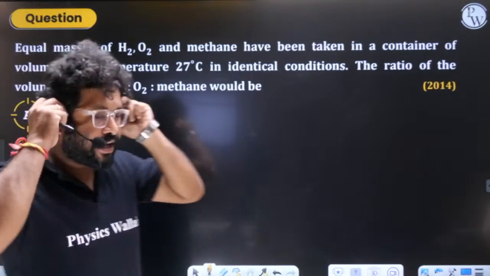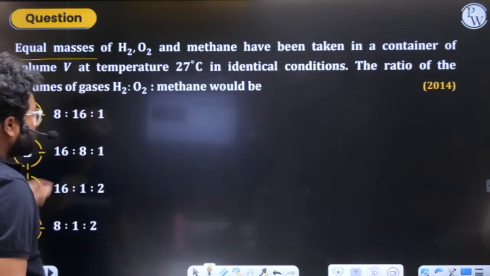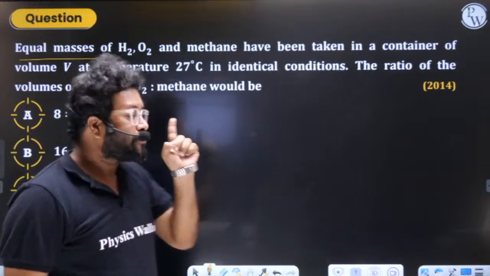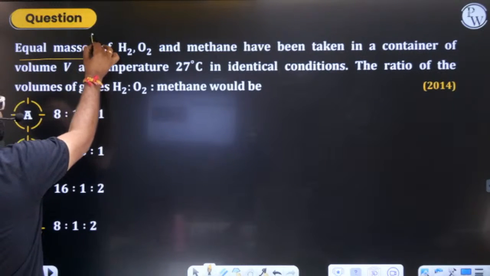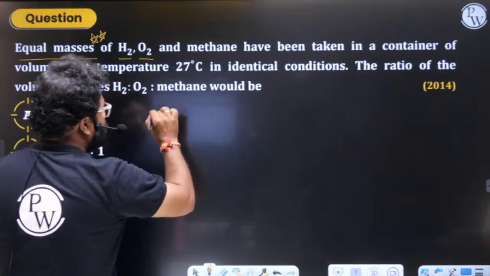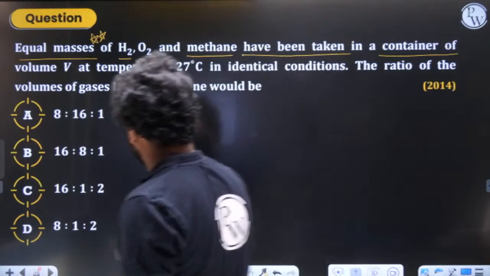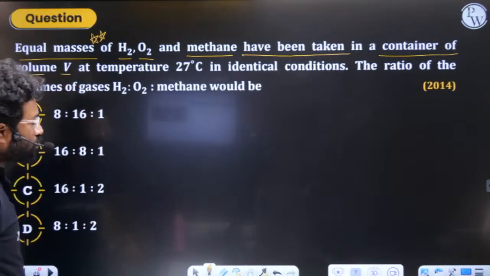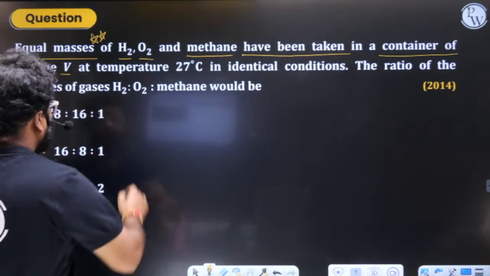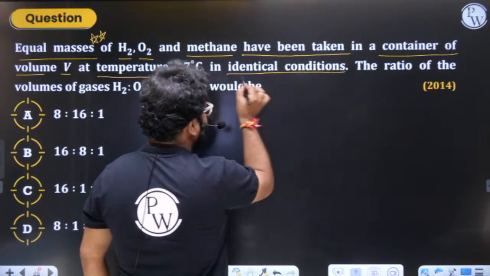Now let's look at the question here. What is the very first question? Equal masses. Pay attention to each and every detail which has been given in the question. Equal masses of H2, O2 and methane have been taken in a container of volume V at a temperature of 27 degrees Celsius in identical conditions.